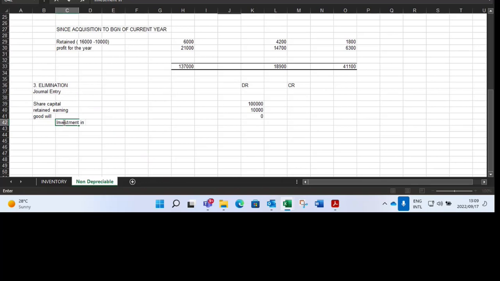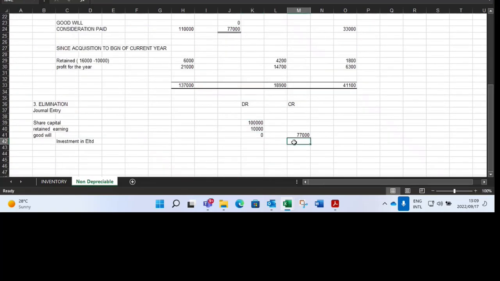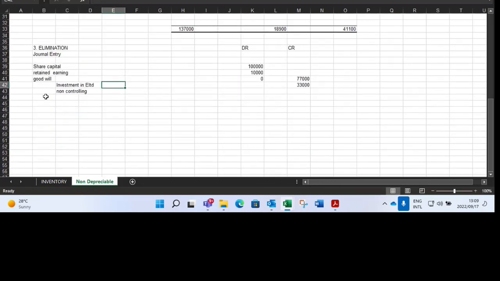And then we have investment in the subsidiary, which is 77,000. So the difference between 77,000 and 110,000 will be what? The non-controlling interest, which will be this 33. Then that was the elimination of share capital at acquisition. That will be the narration.